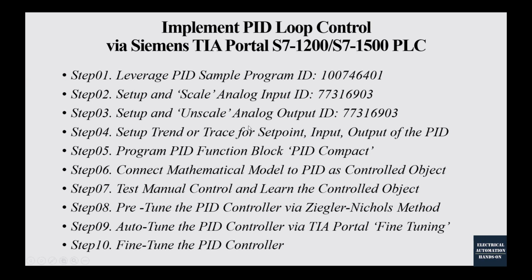So that's why in the next 2 videos, I will explain how we can build up the analog input and analog output. With this sample program, once you build up your own analog input and analog output, basically you can quickly build up one control loop. Okay, that is the first video for this whole series, how we can implement PID loop control in the Siemens TIA Portal system.